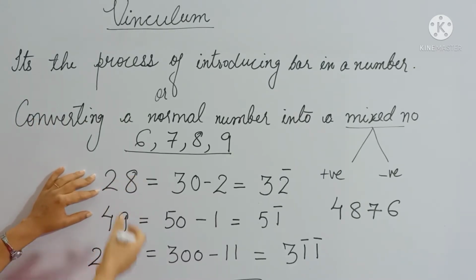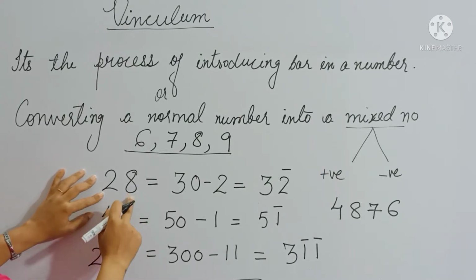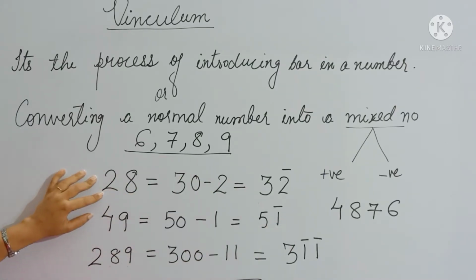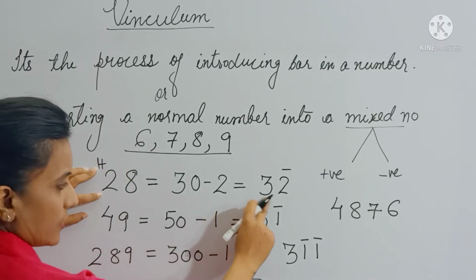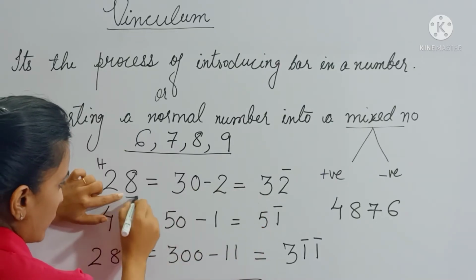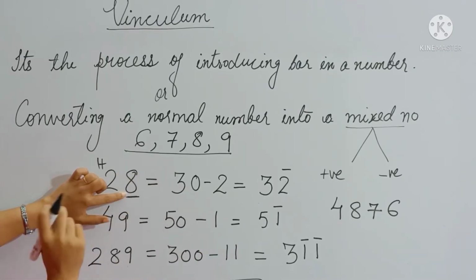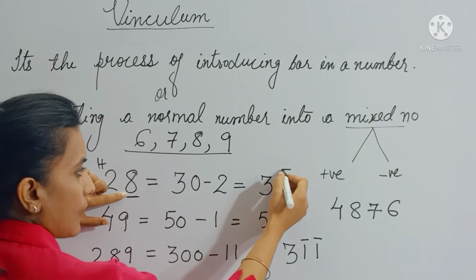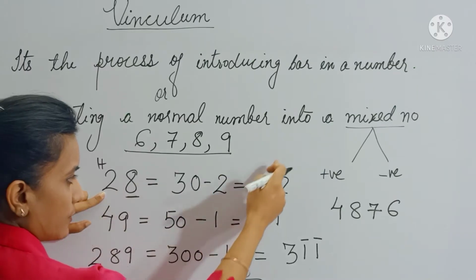So first observe here how we have vinculated the numbers. Now in 28, 8 is the bigger digit, right? So we will convert 8 into a smaller digit. So you can see that here in 2, if you add 1, you will get 3, right? So you can see here we have 3. And since I'm going to vinculate this digit, I'm going to convert this into a smaller digit. So you have to see 8 is how far away from 10. So 8 is 2 away from 10. So that's why I have put bar 2. Okay, so after vinculating 28, you will get 3 bar 2.